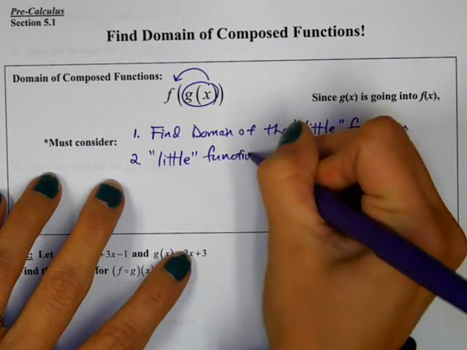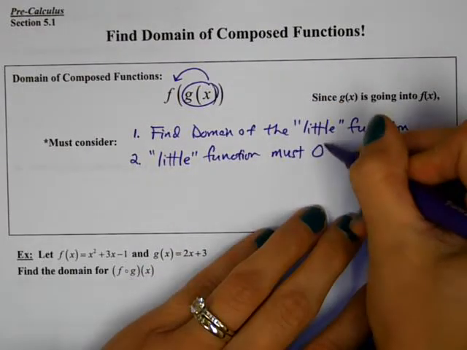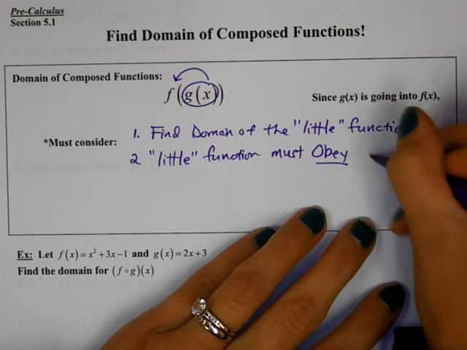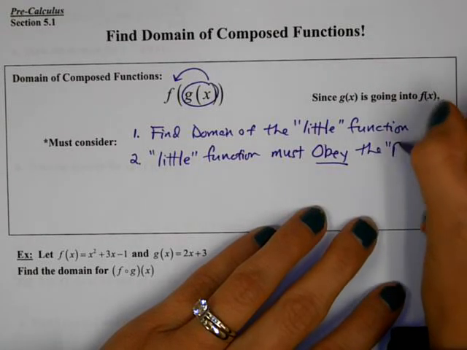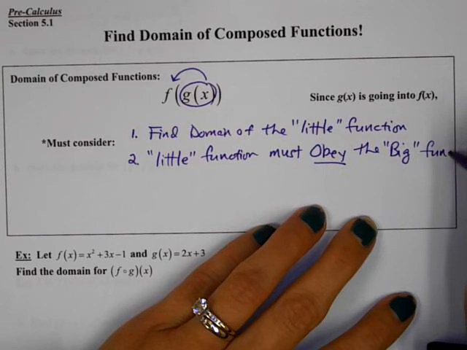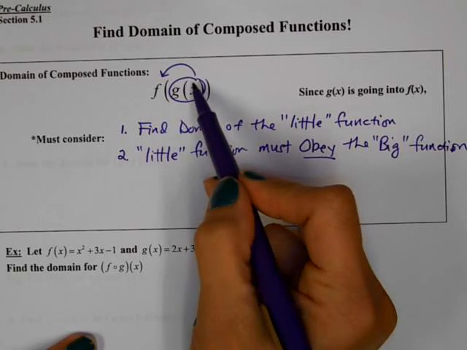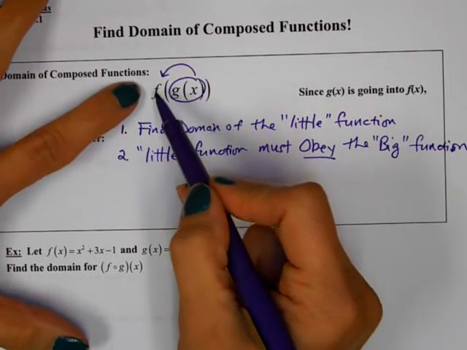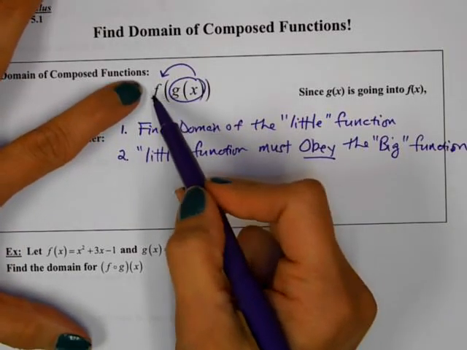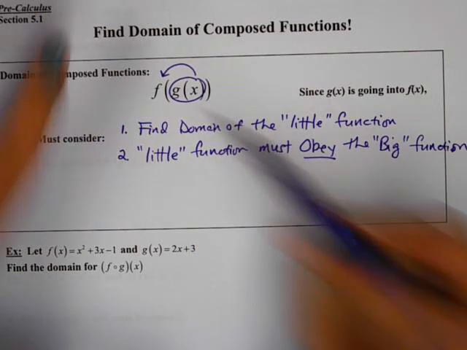Now number two, the little function, whoever's inside, the little function must obey the big function. Put quotes on there too. The big function. That sounds kind of weird, but the little function is going into the big function. So if f says I don't want negatives, then g of x must obey that. G of x can't give f any negatives.